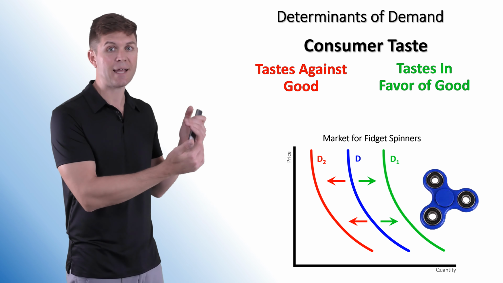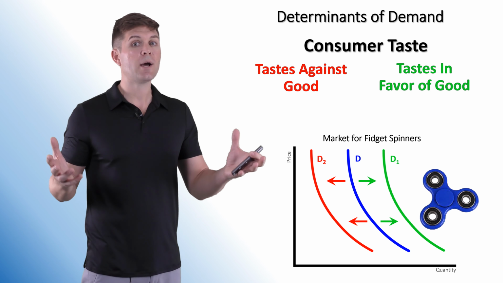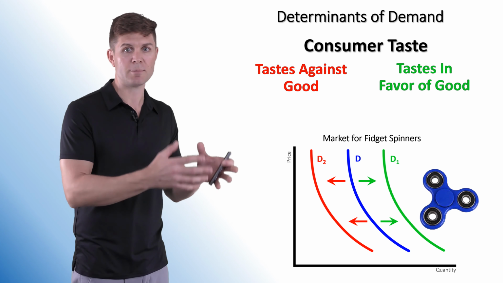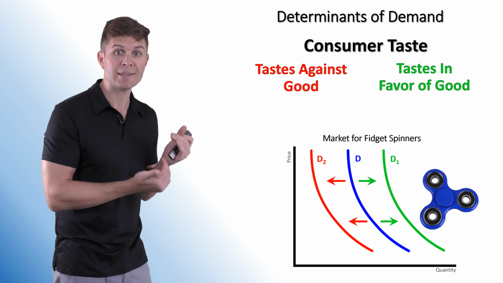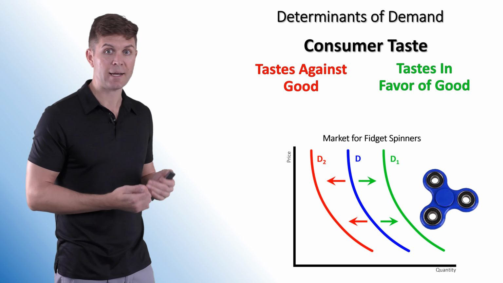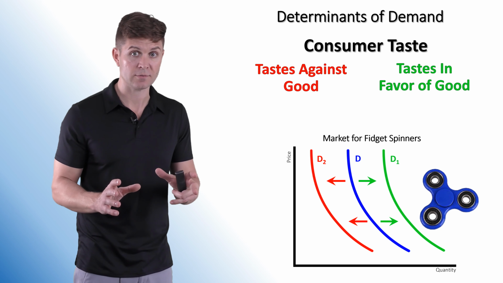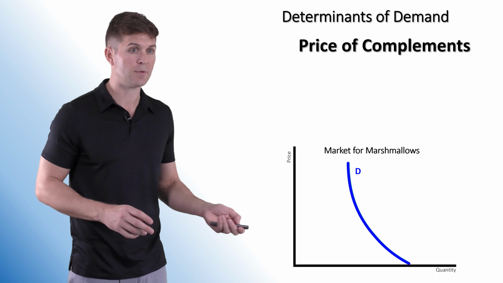It meant that we were buying less at every price in the market. Maybe something in another product, a PSA or public service announcement against a product, saying that it was damaging or something of that nature. So we saw it shift to the left. Less and less people wanted to buy it at every price level. Now, there are a lot of different things that can impact consumer taste, so just keep that in mind. This is one of the biggest categories in terms of shifters of demand.